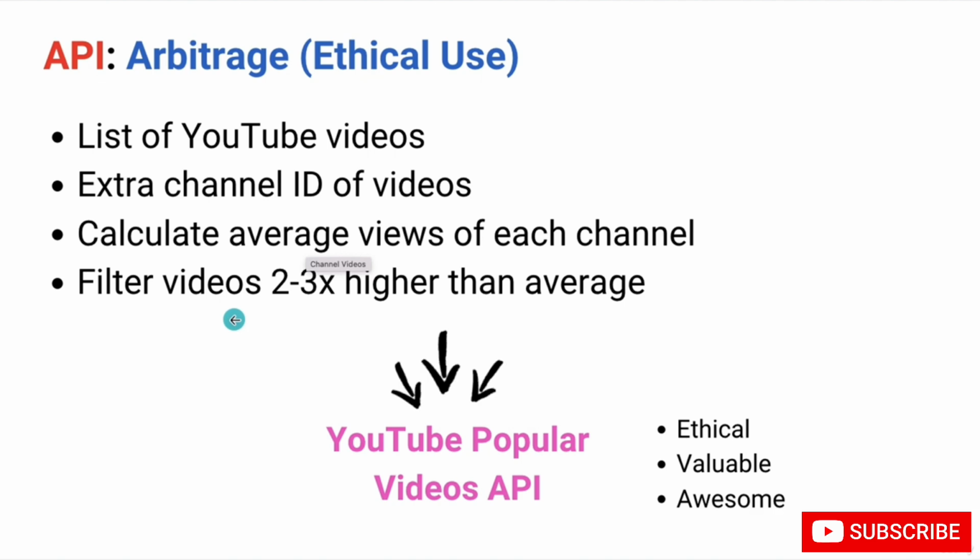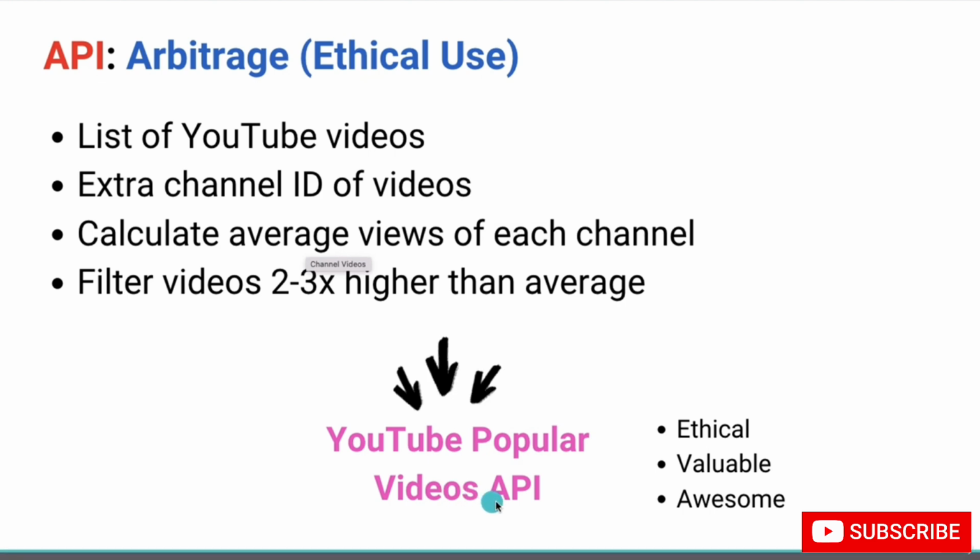Then we are going to add the functionality of two into higher than average views on that channel. Okay, so automatically we will come to know how popular a particular video is on any channel. In this way, we can create one YouTube popular videos API.